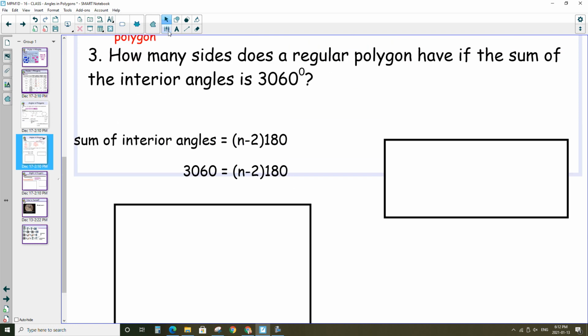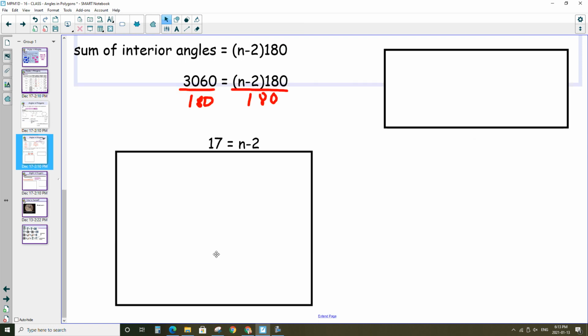So what you could do here, you've got a couple choices. You could expand this, so multiply the 180 by the n and then by the -2, and then solve for n using that method. Or since this is being multiplied by 180, I could eliminate that 180 first by dividing both sides by 180. So that's what I'm going to do here. So 3,060 divided by 180 gives me 17.